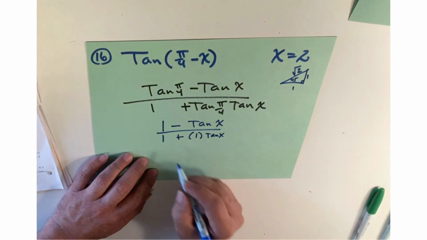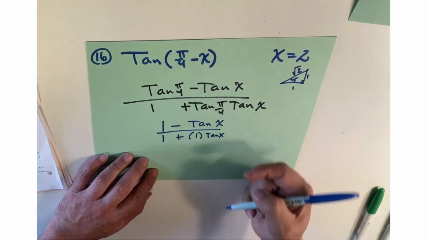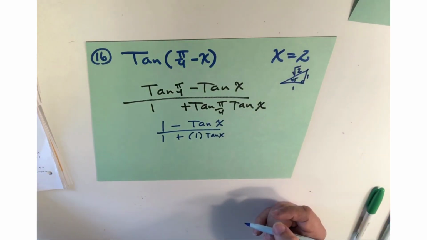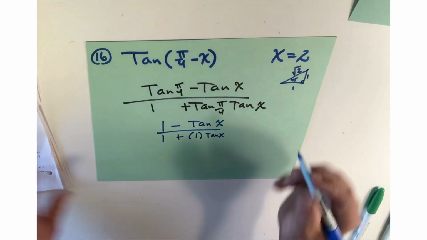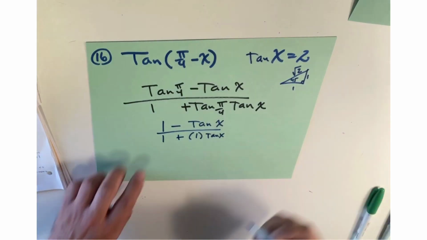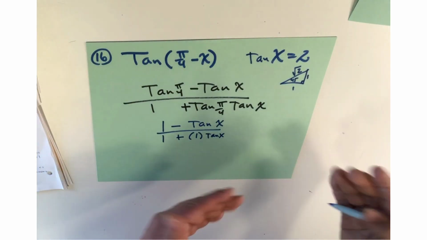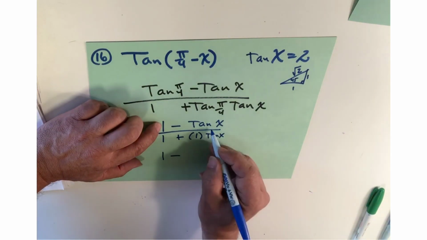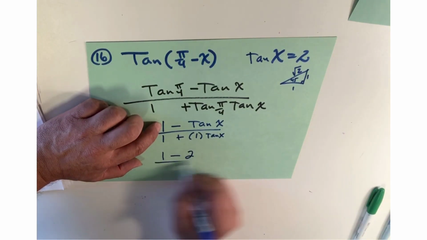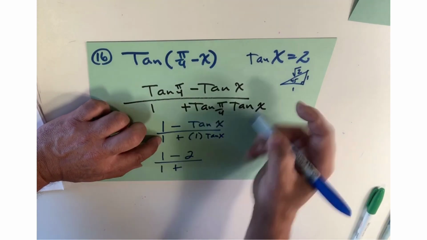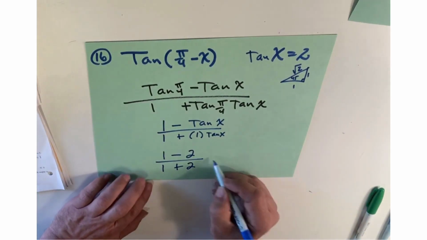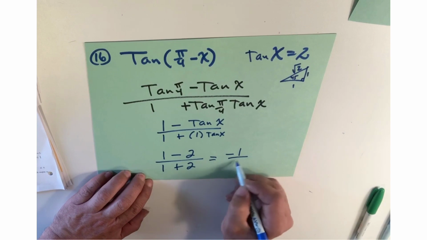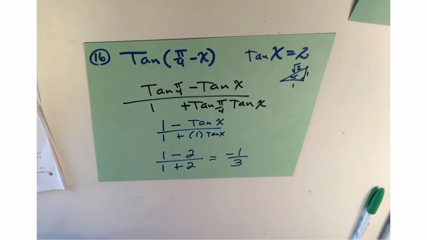So when you do the math and you substitute x, the tangent of x, I think it said, let me read, it says that tangent of x is equal to 2. So anywhere where I see a tangent of x, I'm going to plug in 2. This is going to give me 1 minus tangent of x, which is 2, over 1 plus the tangent of x, which is 2. So if you do the math, this is negative 1 over 3 for number 16, which is letter B.